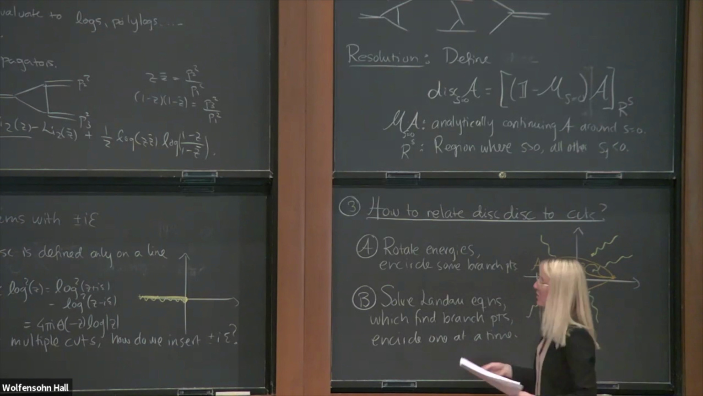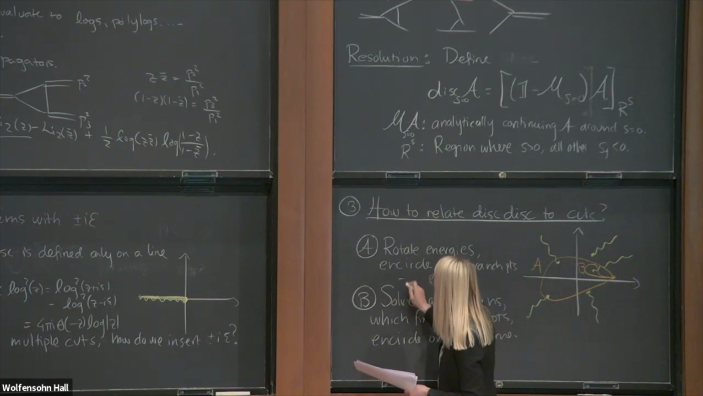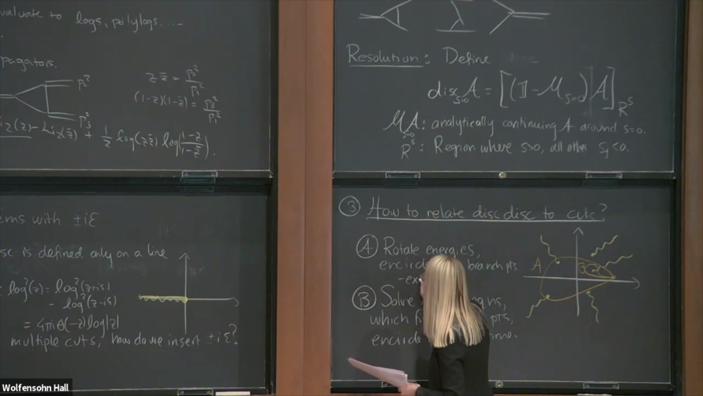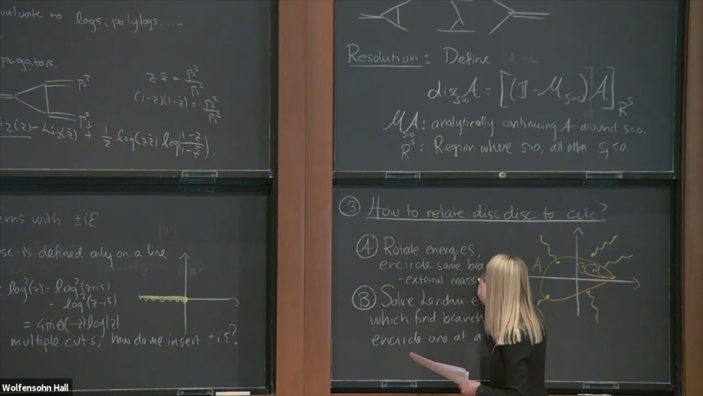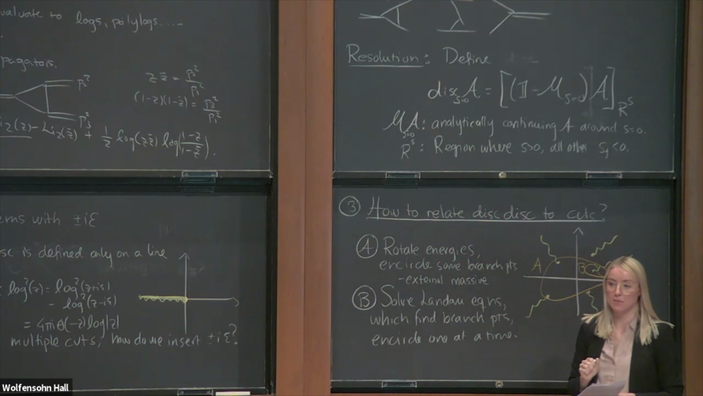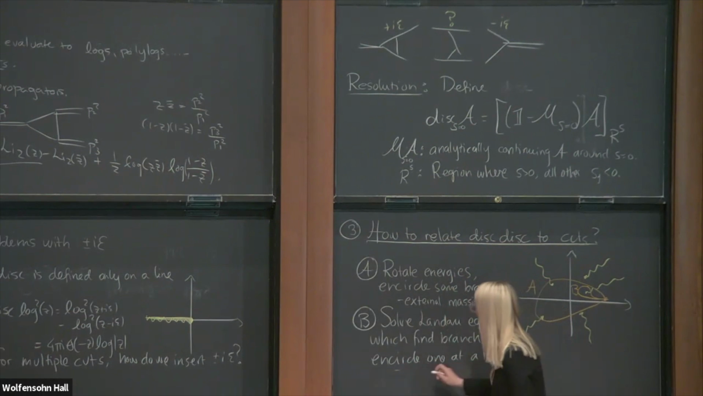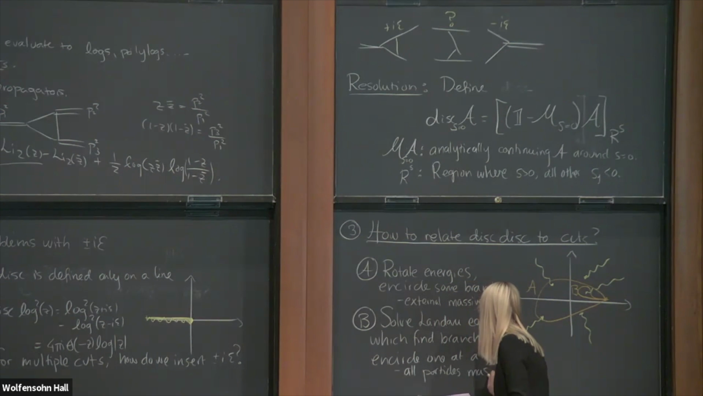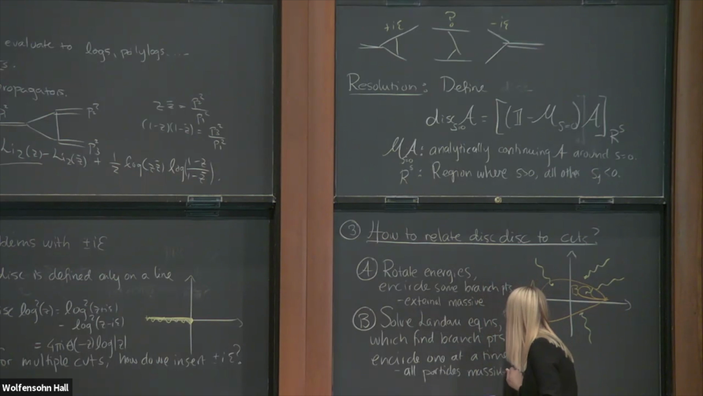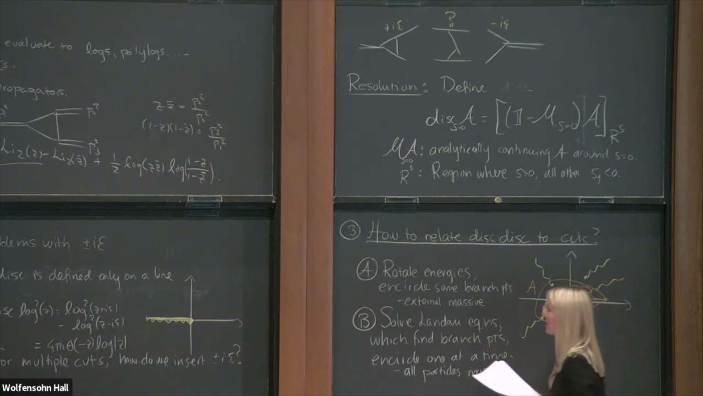And before I go on, I want to set the stage for where these are applicable. So A is applicable when the external particles are massive, but the internal can be massless, while B, because we're solving the Landau equations, needs all particles to be massive. For now, but that's actually one of the things that we're trying to generalize to be able to apply to massless particles too.